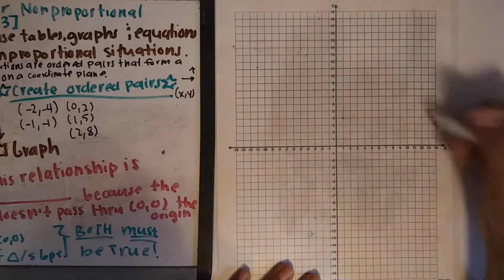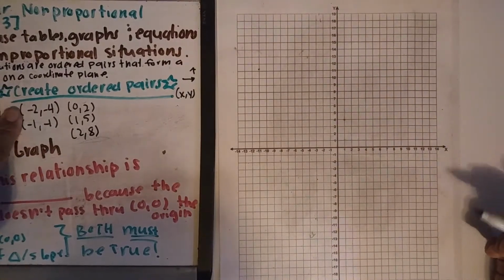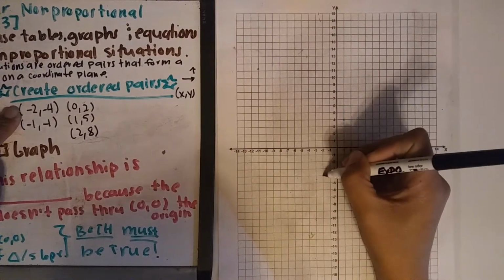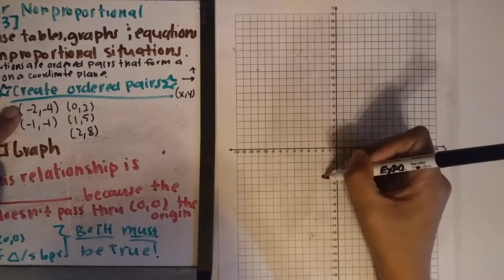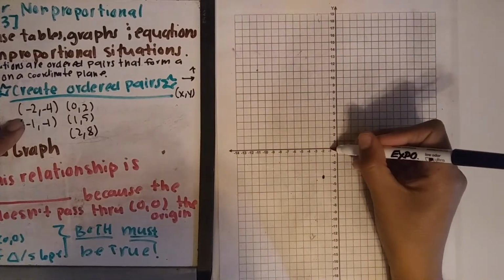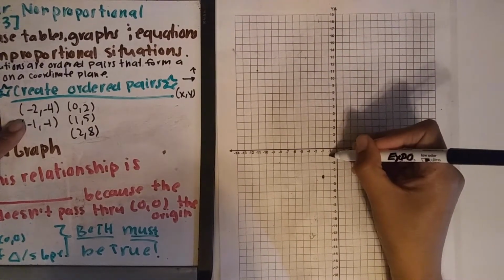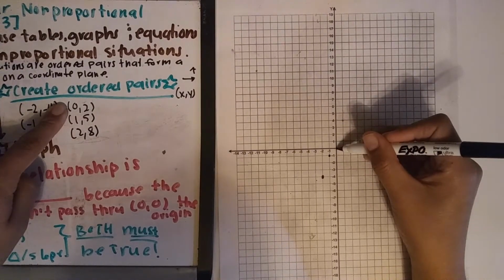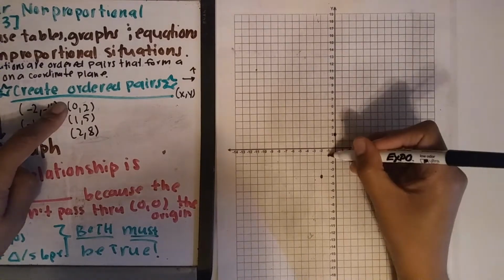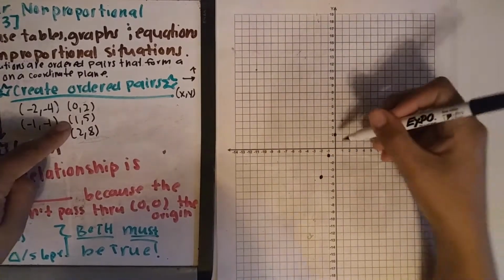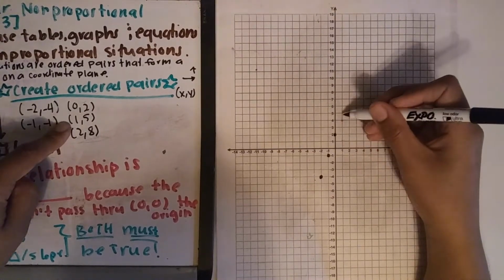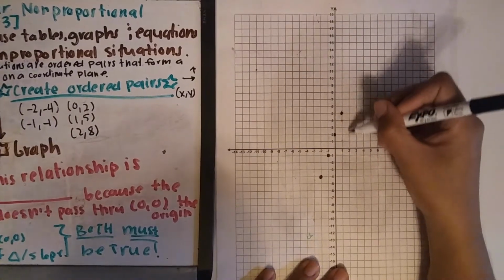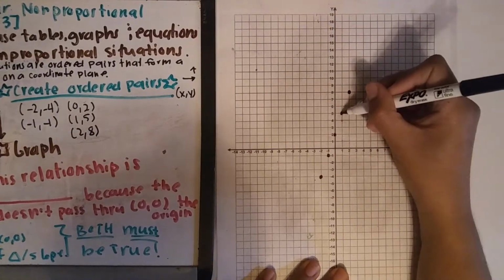Remember, this is my x and this is my y, so my first ordered pair is -2, -4. I'm going to run 2 to the left because it's negative, and then go down 4. My second point is -1, so I go left once and down 1 because it's negative. My third point is 0, so I stay there and go up 2, right here. My next one is 1 comma 5, so I run right one and jump up 5 because it's positive. The last one is 2 comma 8, so I go 2 and then 8 up here, and then I connect my dots.